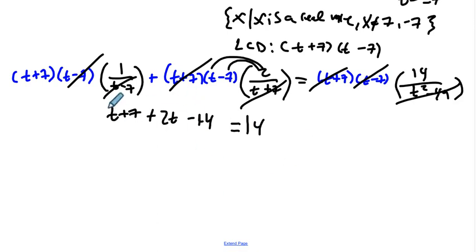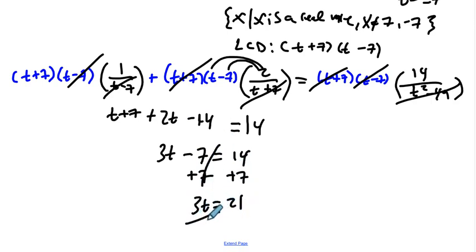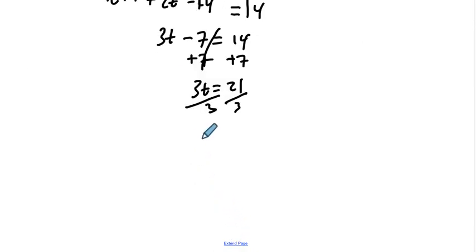Now we do some simplifying here. We can add the 2t and t, so that's 3t. Then negative 14 plus the 7 gives us 3t minus 7 equals 14. Then I add 7 to both sides, so 3t equals 21. Divide both sides by 3, and t equals 7.